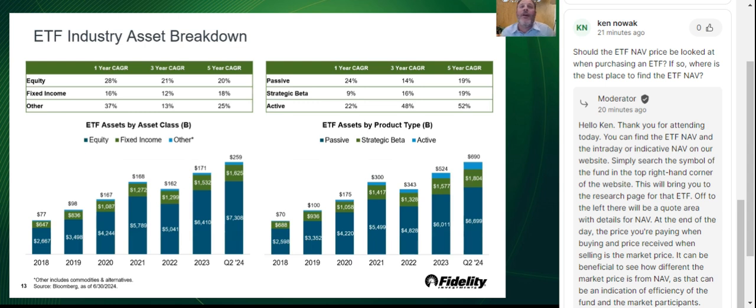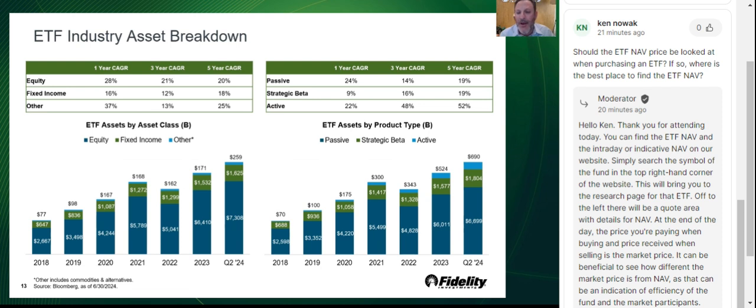The first way I want to think about what types of ETFs are available is really by asset class and by management style. So if we start on this slide, just like other investment vehicles like mutual funds, ETFs come in various investment strategies. They could be actively managed, they could be passively managed, or they could be what we refer to as factor or strategic beta.